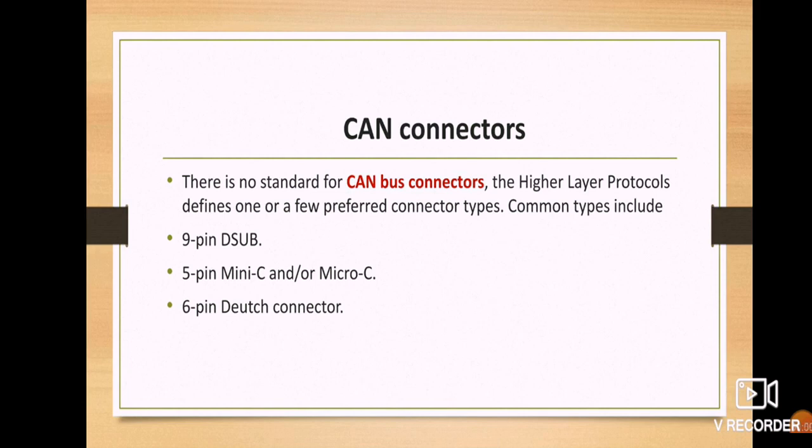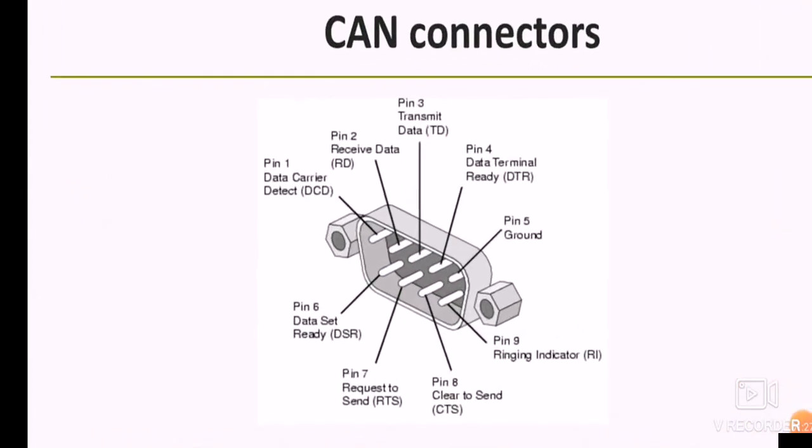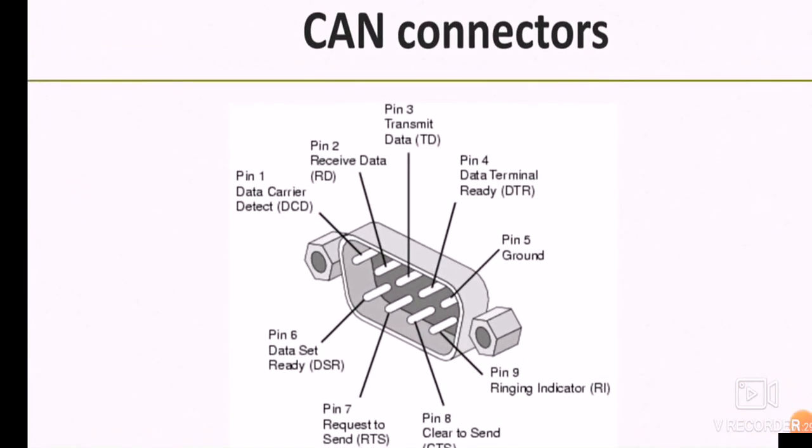The higher layer protocol defines a few preferred connector types: a 9 pin DSUB, a 5 pin mini C or micro C, or a 6 pin DOTH cable. These are the three connectors that have been used, but now we are preferring the 9 pin DSUB. See, this is the 9 pin, we can also say DB9. So here we have the 9 pins, let's see what each pin does.